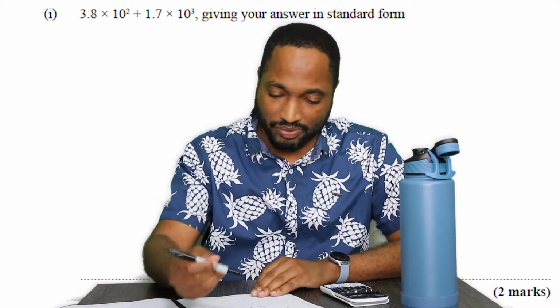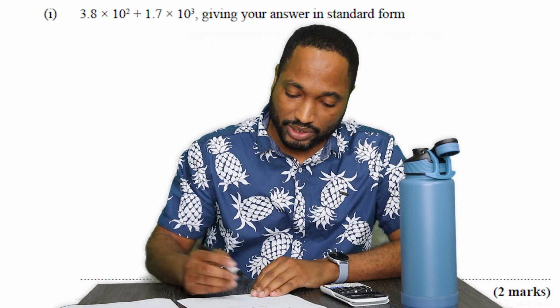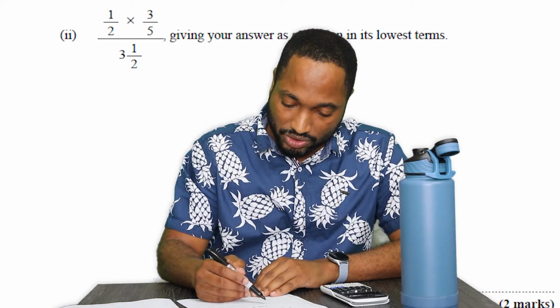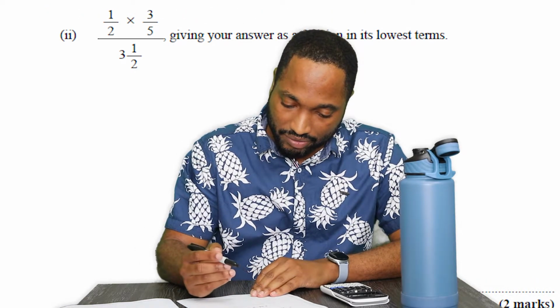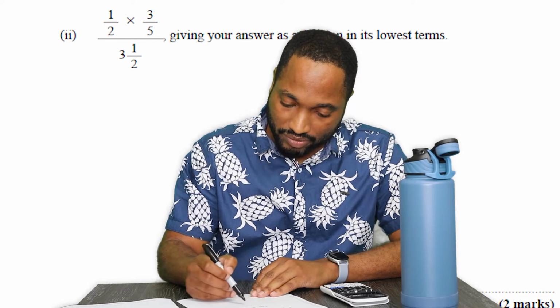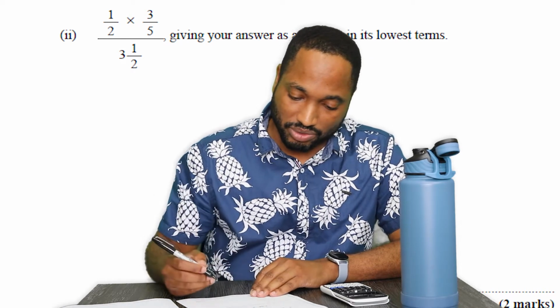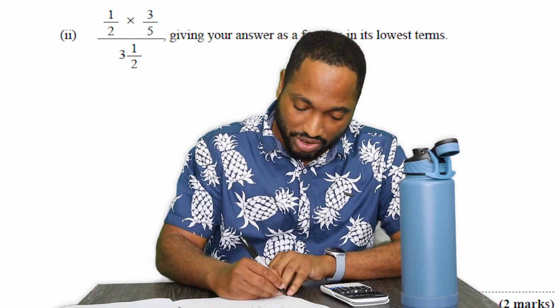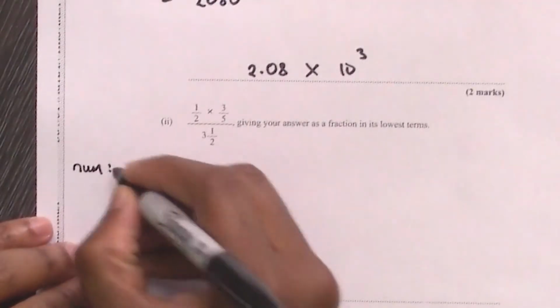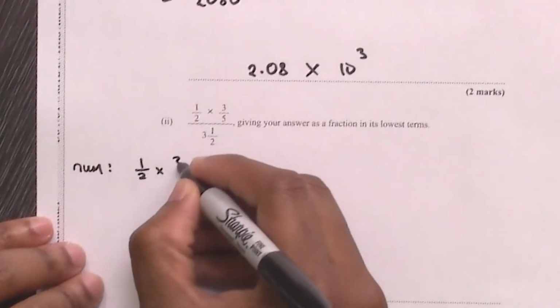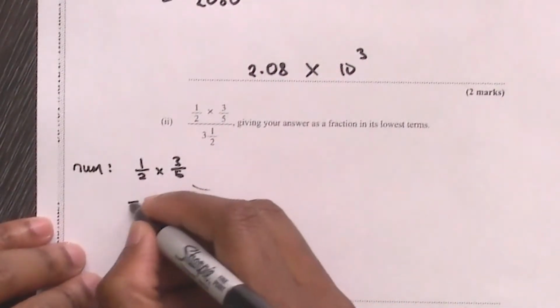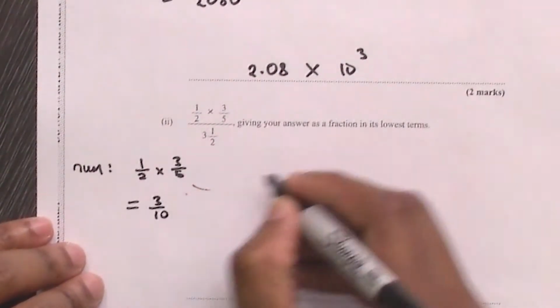I think you could find another video on YouTube with me explaining this question. A half times 3 over 5 divided by 3.5, giving your answer as a fraction in its lowest terms. All working must be clearly shown. Alright, so let's look at the numerator first. Numerator: half times 3/5 is the same as 3 over 10.